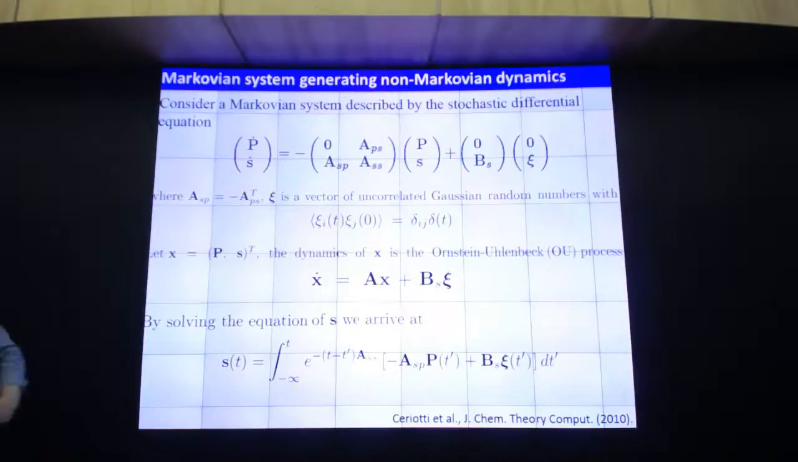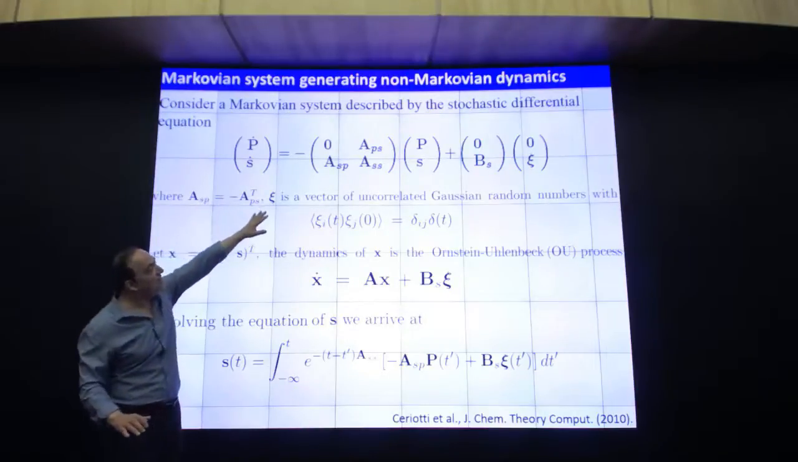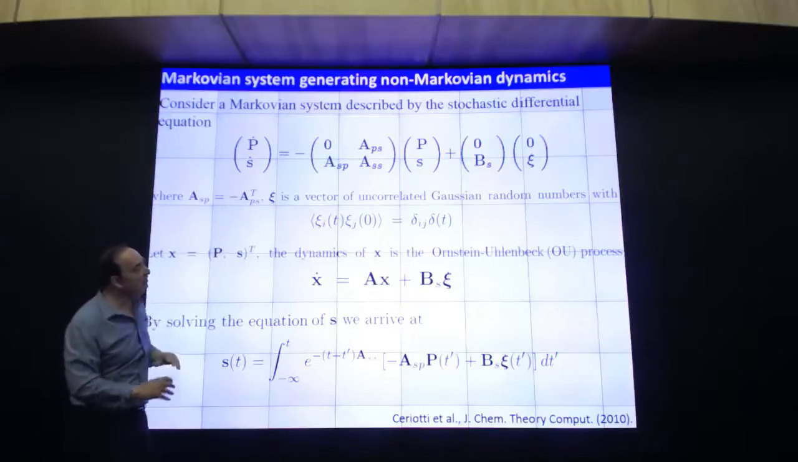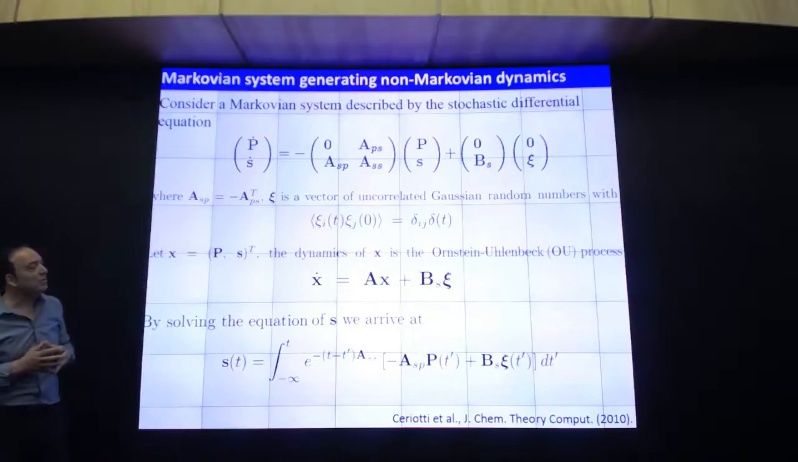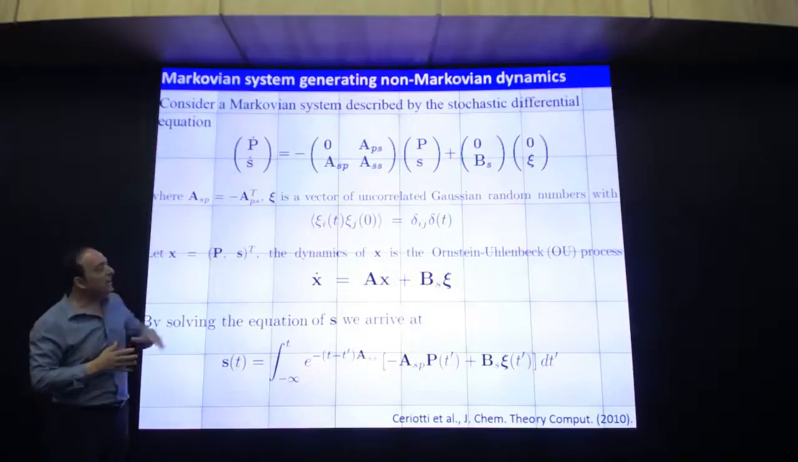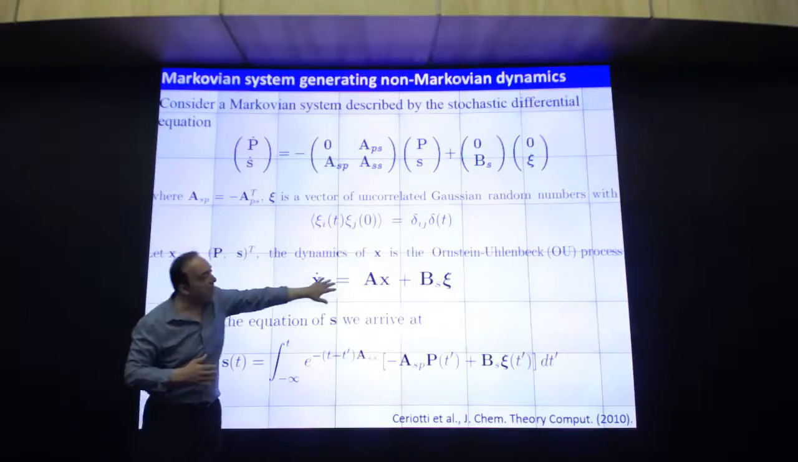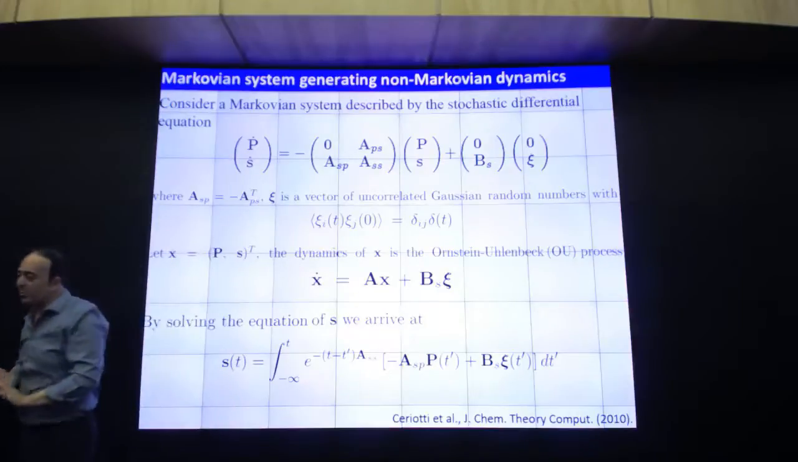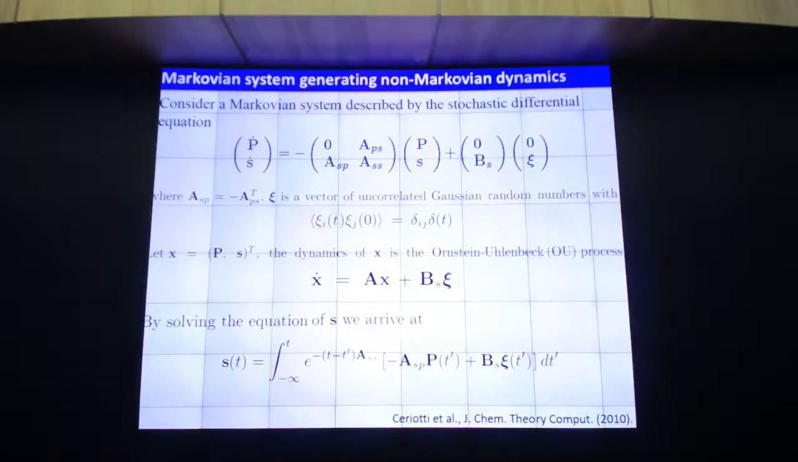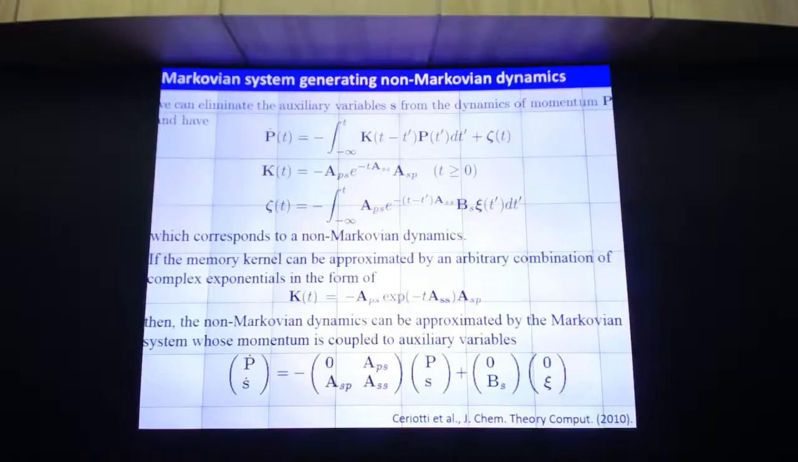You introduce an auxiliary field S. These A matrices will depend on this kernel, the memory kernel that we want to approximate, that we want to target. But by doing that, you set up this stochastic process, this classical OU process, and you can solve for S. If you substitute and eliminate S, you see actually what's happening. You have some sort of non-Markovian dynamics using this auxiliary field for the momentum, the rate of change of momentum. I don't have the conservative forces here, so don't be confused by that.